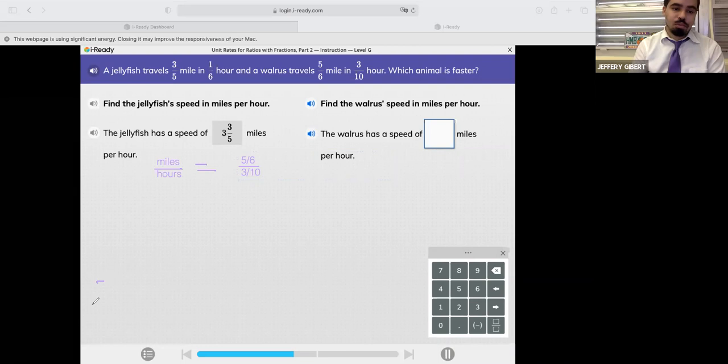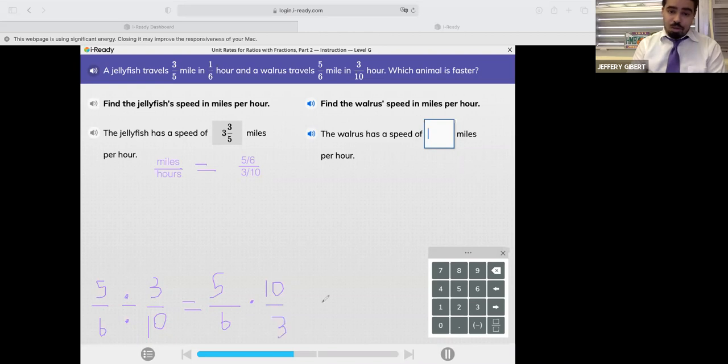5/6 divided by 3/10. When you divide fractions, do you keep the first fraction the same or flip it so it's reciprocal? You keep it the same. All right. Do you keep the division sign the same or change it to the opposite operation? Change it to the opposite. And what is that? 5/6 times 10/3. Yeah, you change the second fraction so it's reciprocal, or flip it.